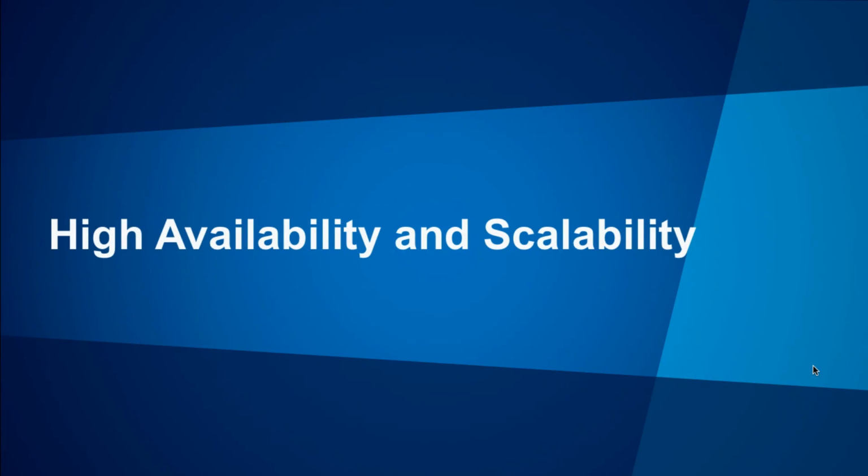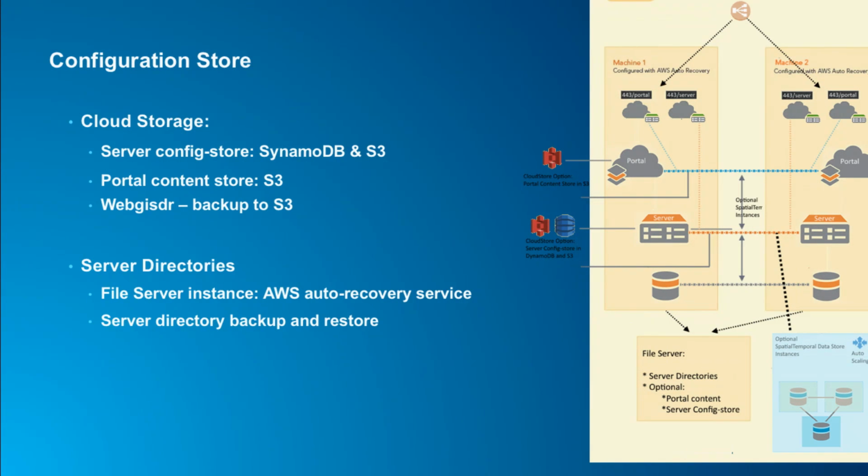Now we've talked about how you deploy these different architectures. Behind this architecture, we put a lot of effort into using native Amazon technology. Next, I'll cover high availability and scalability, and what we did at 10.5 to make ArcGIS Enterprise more native in the cloud. The first thing we did: a lot of us care about high availability, and Amazon has very nice cloud storage services.